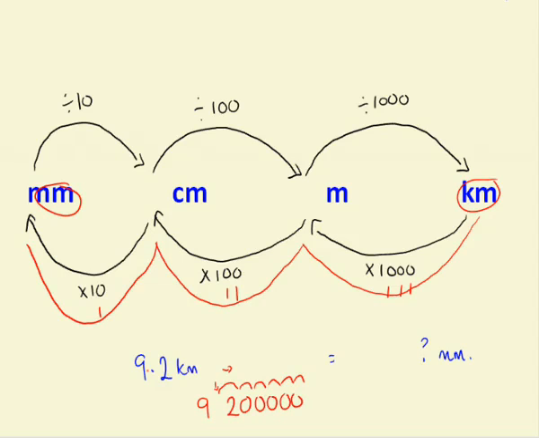Okay, so 9.2 kilometres, as far as millimetres goes, is 9,200,000 millimetres. Okay? We'll give another example a go.